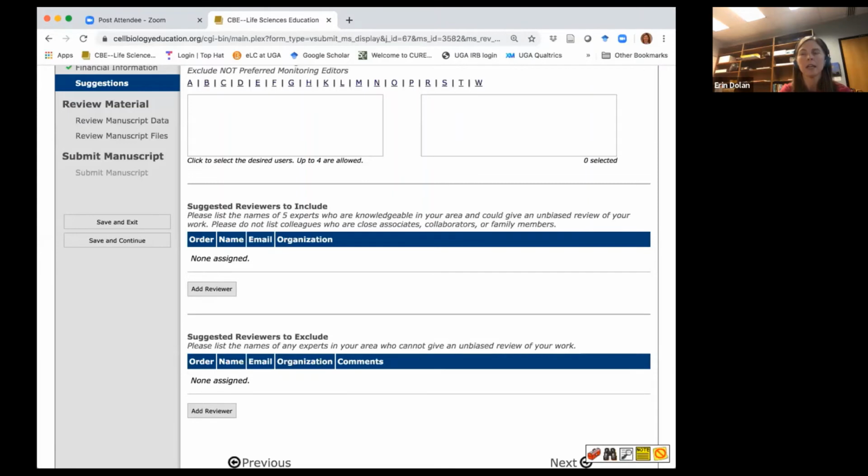This is actually handled separately from the review process because we want to make sure that the review is completely separated from any decisions about funding. So decisions about fee waivers is handled by ASCB, which is the professional society that publishes the journal.